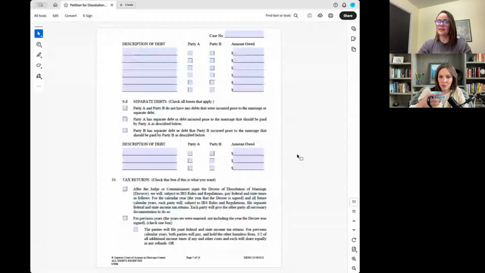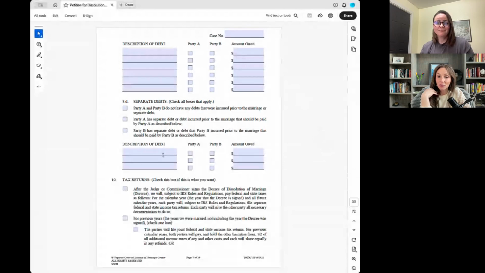But the forms right here are asking for community debts, or maybe the parties took out student loans during the marriage. Those should be divided somehow. A lot of times parties say that they'll just keep their own. I've seen that a lot. And they are presumptively community.